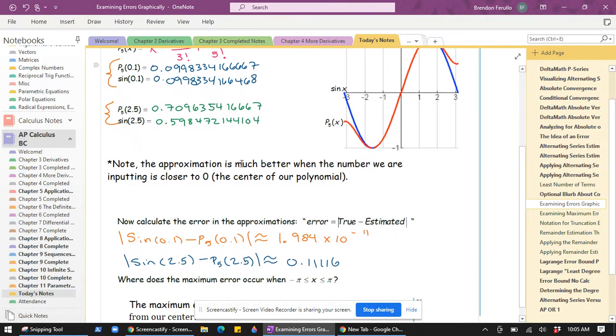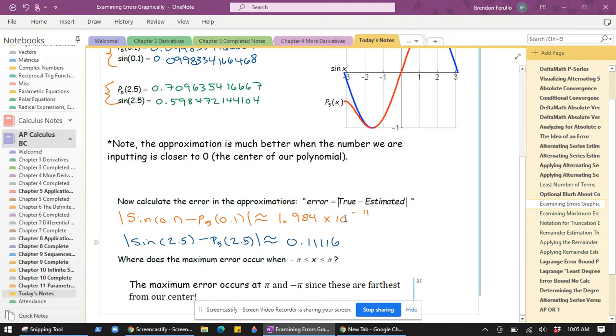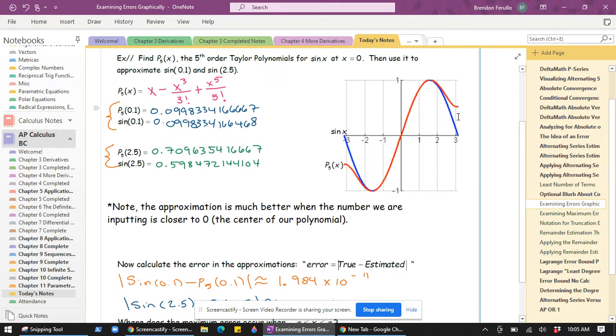And so what we did was we found those errors and indicated how small it was when we were approximating sine of 0.1 and not so good. Oh, sorry, the error was much bigger when we were approximating sine of 2.5. And then we noted that the maximum error would clearly occur if you're given an interval around the center at those endpoints, right? And you can see that from the graph. Once you start moving towards pi and negative pi, the functions start to notably separate.